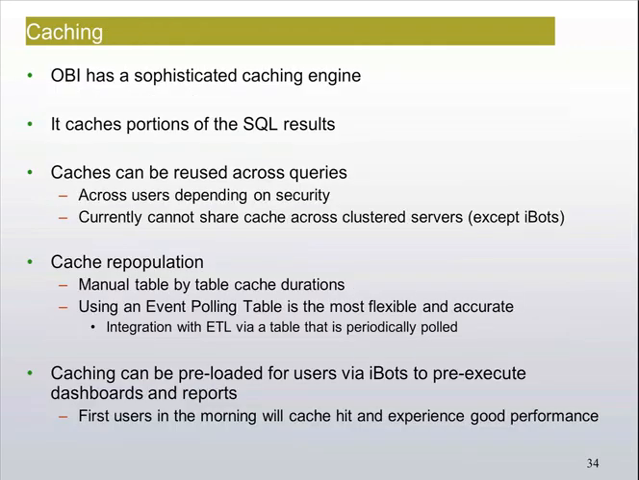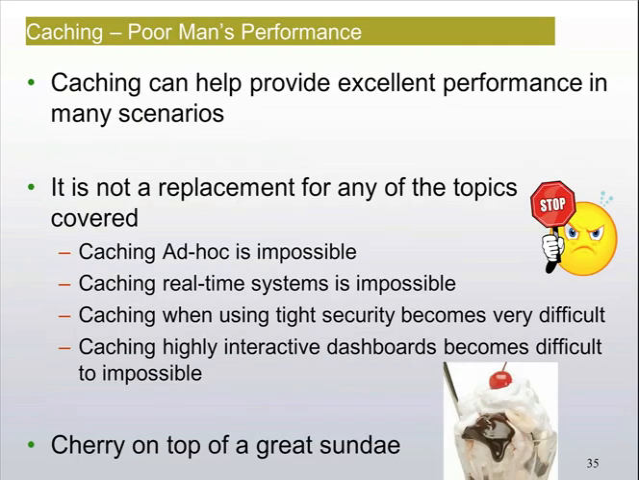I do want to talk briefly about caching. OBI does have a very good caching engine. It caches the results of portions of various SQL statements, but there are some problems with it. When we think about caching, caching is not a panacea for performance. There are many cases where caching does not help us. If you have a real-time ad hoc system, caching doesn't do anything for you. When you have very tight security, the effectiveness of cache is reduced. When you have highly interactive dashboards, it also becomes very reduced. So the key takeaway here is do not rely on caching. Rely on the other things in this discussion first. Think of caching as a cherry on top of a great sundae.